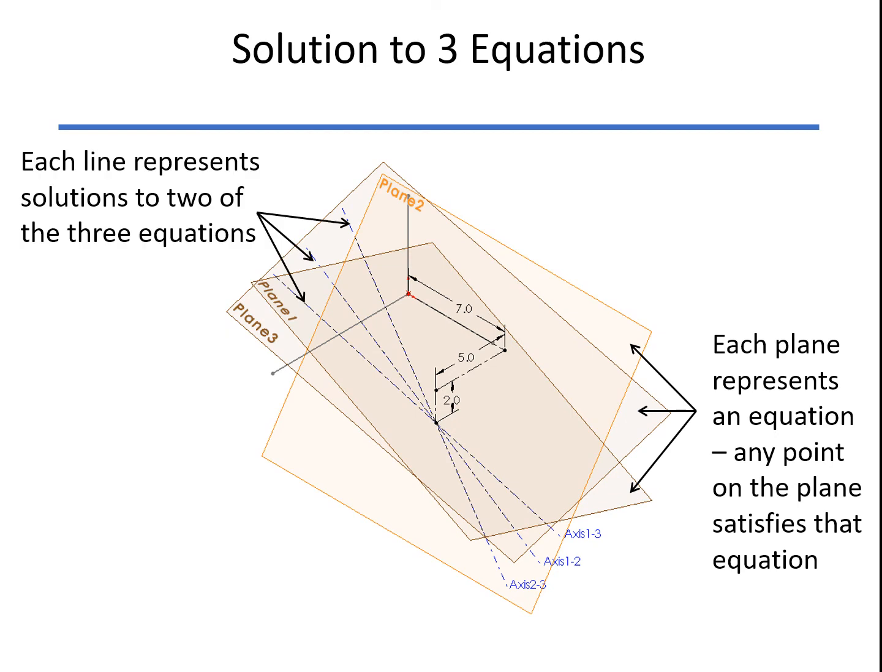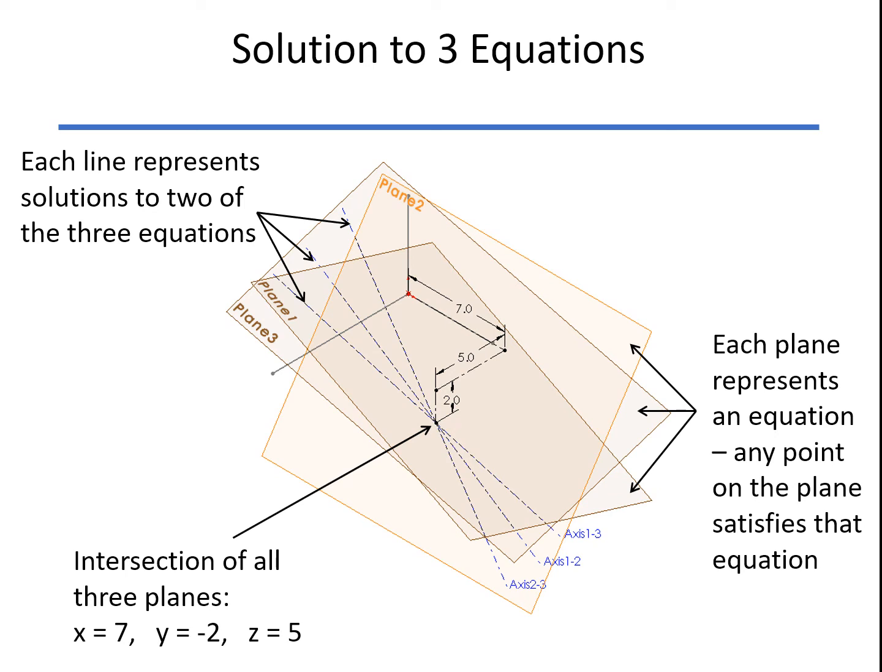Now where two planes come together, those are going to be the axes that are shown here. And any point that's along those lines satisfies two of the three equations. And finally, where all the three axes, and in fact all the three planes come together, is a single point. And that point is, as you can see, given by the coordinates x equals 7, z equals 5, and y is equal to minus 2.